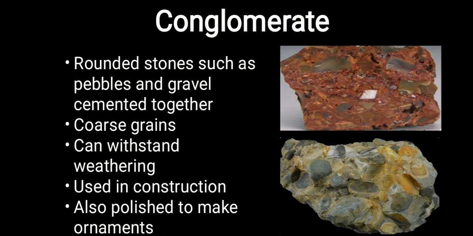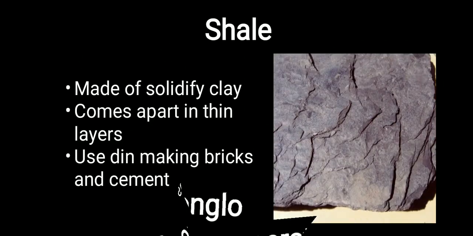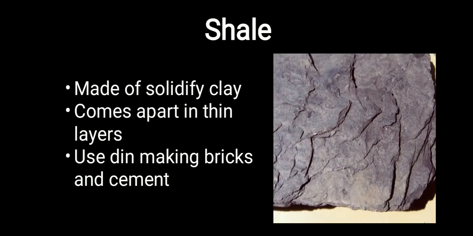Conglomerate. It has rounded stones such as pebbles and gravel cemented together into a mass. It has coarse grains and can withstand weathering. It is used in the construction of buildings and is also polished to make ornaments. Next one is shale. It is made of solidified clay and comes apart in thin layers. It is used in making bricks and cement.